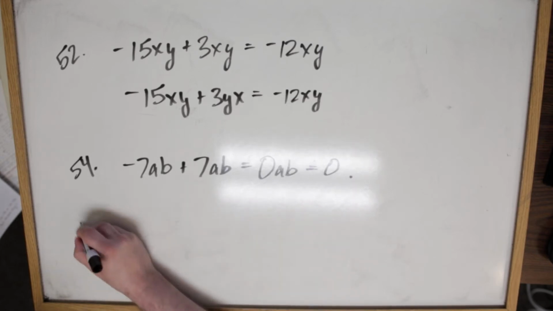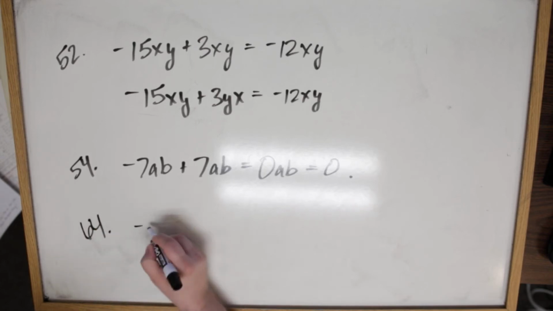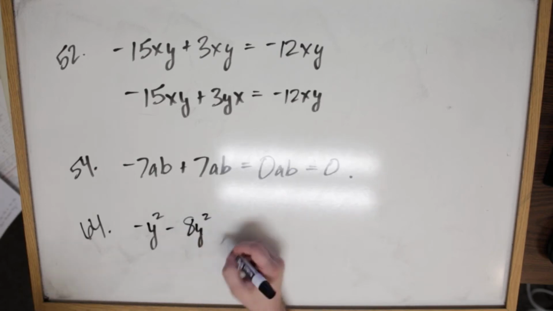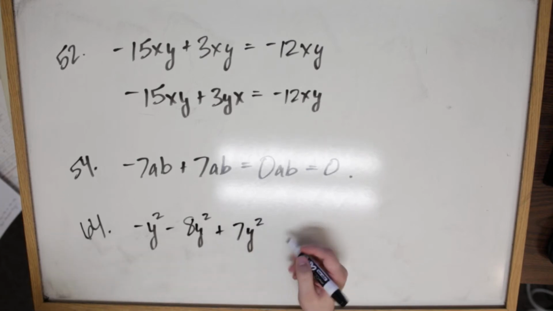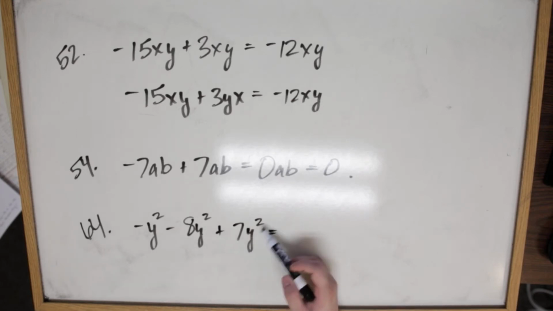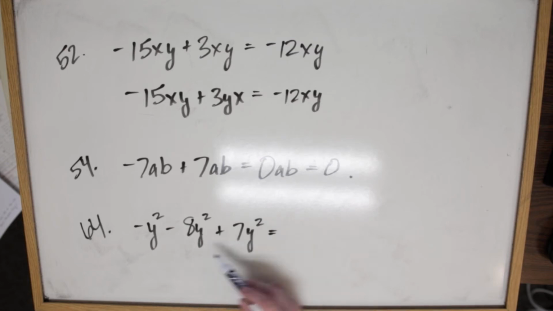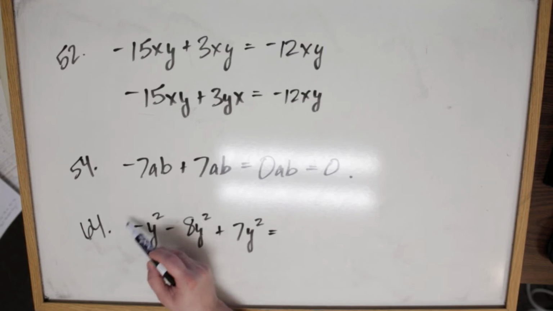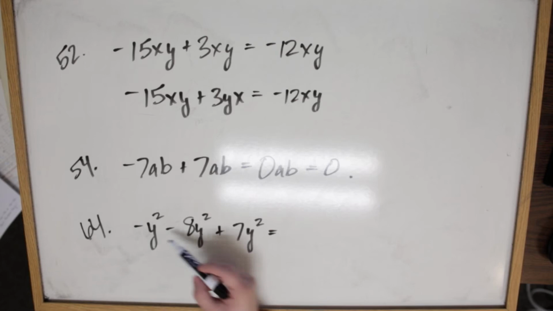Okay, let's do another one, 64. Minus y squared minus 8y squared plus 7y squared equals. Now here's the thing. The y squared, this again is kind of its own variable. You can think of y squared as y times y. So these all have the same variable associated with them, which means that we can combine the coefficients. So we have a minus 1. Remember, a minus y is just a minus 1 in front as a coefficient.